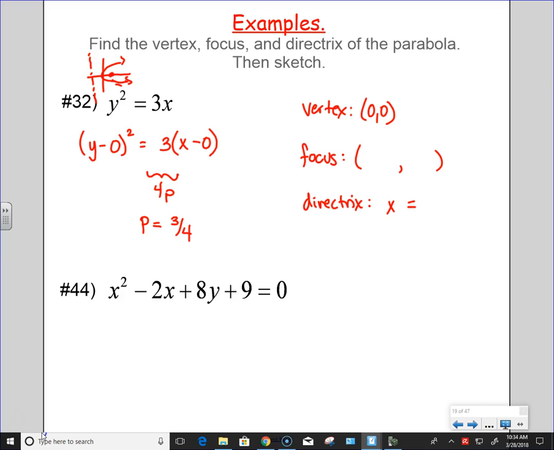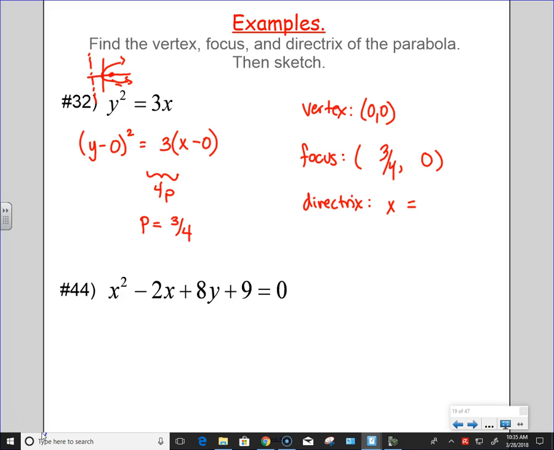Who stays 0, x or y? Y is 0 because it doesn't go up or down. What needs to change? X. And how much does it need to change by? 3/4. So 0 plus 3/4? 3/4.